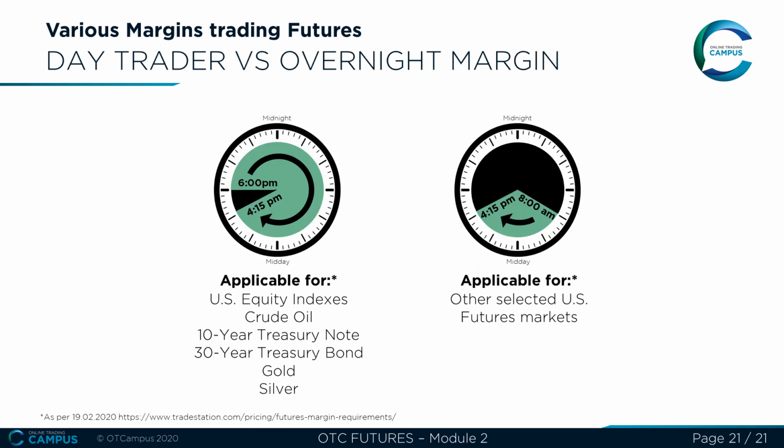So to summarize that part, you have three different types of day trading margins. The one for the Eurex markets I have not stated here because I doubt that anybody will trade the DAX and futures as a day trader. So the day trader margin time window from 6 p.m. to 4:15 p.m. Eastern time is applicable for US equity indices, crude oil, 10-year treasury note, 30-year treasury bond, gold and silver. And the day trader margin time window from 8 a.m. to 4:15 p.m. Eastern time is applicable for other selected futures markets.